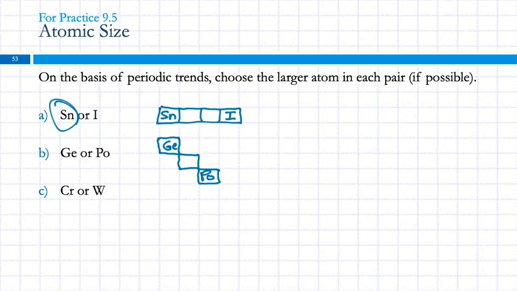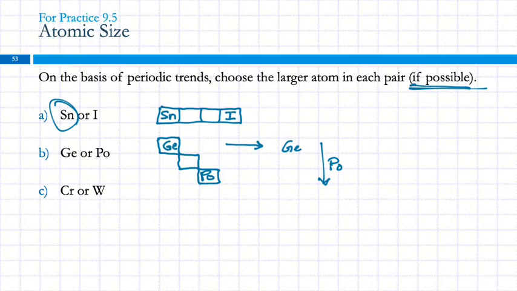So there are two trends. The trend going across is that they're getting smaller. Polonium is to the right. So we would predict that polonium is smaller based on that one. So going across predicts that germanium is larger. But the trend going down says that the elements get larger as we go down, and that trend predicts that polonium's larger. We got opposing trends. This is the if possible.